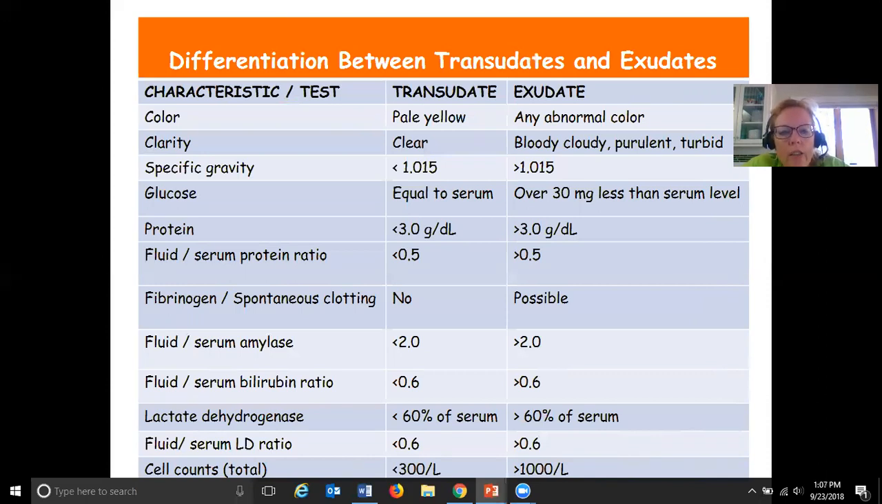The protein is higher. It's possible that there's fibrinogen there, so that sample may be clotted when you get it. The fluid to serum amylase ratio, so they do an amylase on the fluid and an amylase on the serum. The ratio is almost 2 to 1, so it's almost 2 times greater in fluid than it is in serum. The bilirubin is also usually a ratio of 0.6 or greater to the serum bilirubin. The lactate dehydrogenase is usually more than 60% of that of serum, and the cell counts are usually high, greater than 1,000. So understand the difference between transudate and exudate.